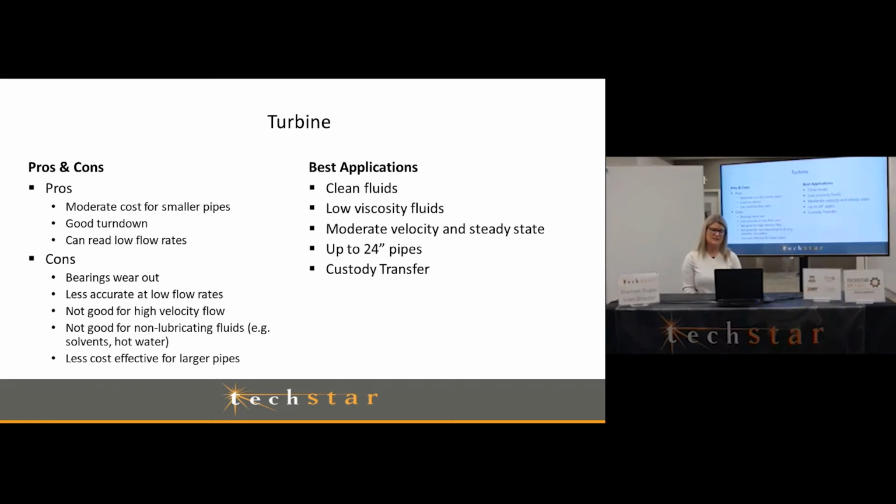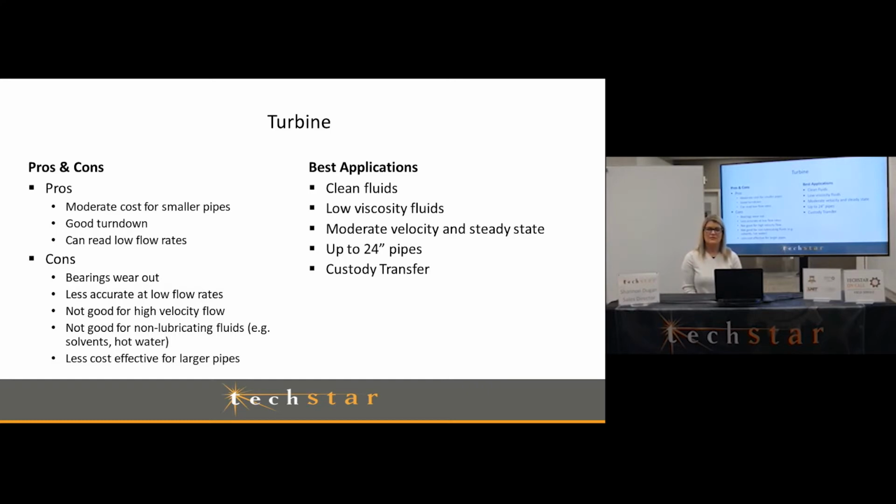The cons are that these might have a little more maintenance involved than some other flow technologies. They have moving parts within the line, and they have bearings, and they might wear out. If you have a solution that is corrosive, then you can corrode some of the bearings, and then they would have to be replaced, or just the whole meter replaced.